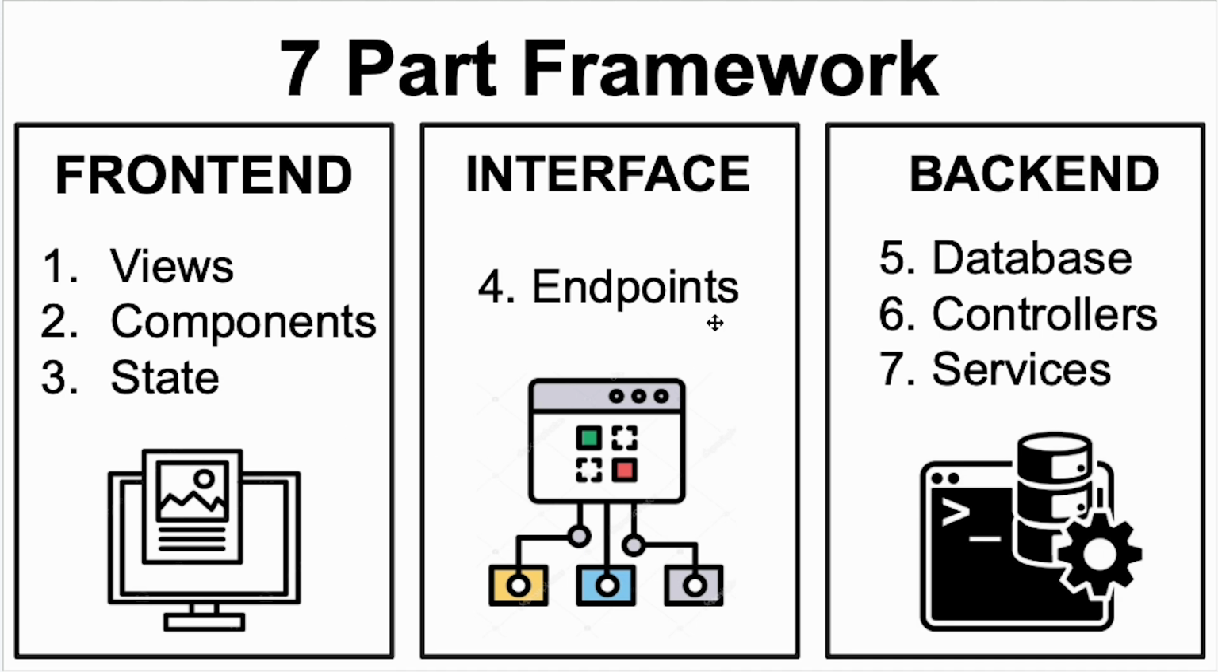4 is endpoints. This is how our front end and back end communicate to each other. 5 is database, where our data is stored and saved. Step 6 is building out the controllers, which is the backend functions that will handle the incoming request from the front end. And services is step 7, which will handle our logic that the controllers request.